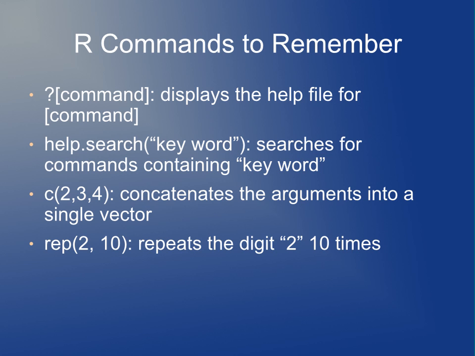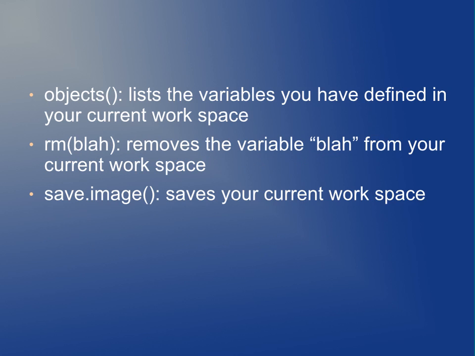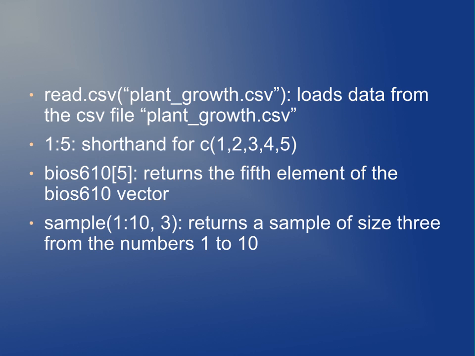Well, our commands to remember for today: if you say question mark followed by the command, it'll display a help file for a command. If you do help.search, it'll search for an appropriate keyword. The c command will concatenate the arguments into a single vector. The rep command will repeat a given number or any object a certain number of times. If you say objects, that'll list the variables you've defined in your current workspace. rm is to remove a variable. save.image saves your current workspace.